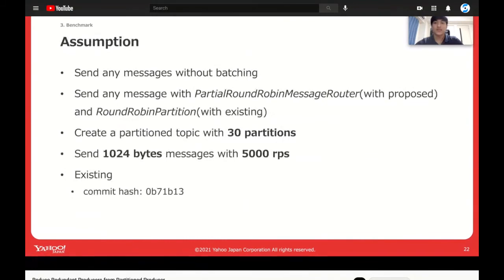The assumption of this benchmark is here. In this benchmark, we'll send 1 kilobyte messages at 5,000 requests per second.